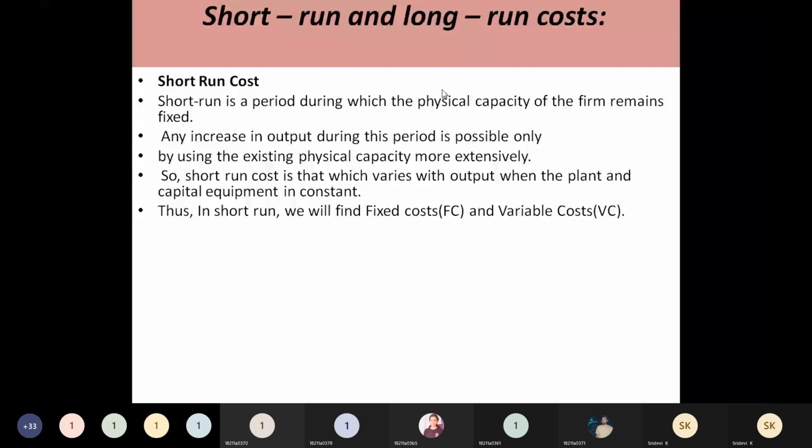What they are, we will discuss in detail, but in short you can see two types of costs, fixed costs and the variable costs.